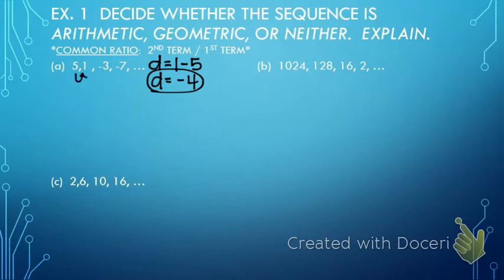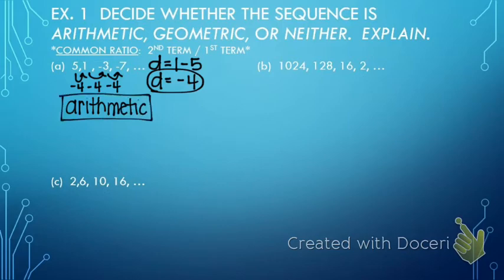So 5 minus 4 does give us 1. What about 1 minus 4? -3. So we keep going. -3 minus 4 gives us what? So, did the pattern work all the way across the list? So, this sequence is what? Arithmetic. Now, you'll notice in the directions it says at the end to explain.